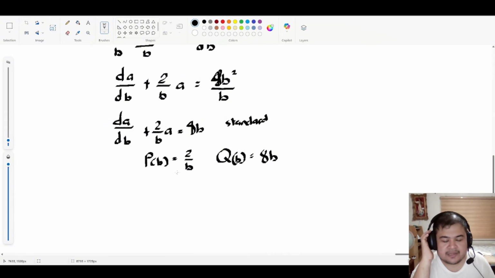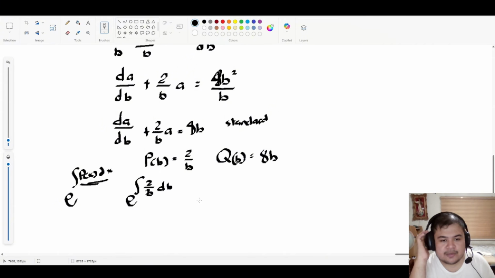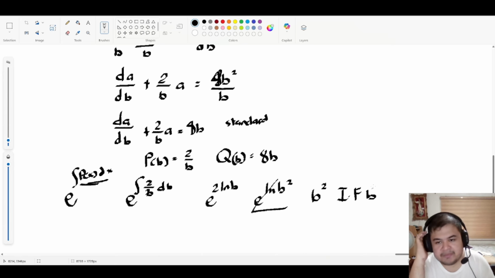You identify P of b. You're going to use P of b for your integrating factor, so I'm going to use 2 over b. The formula for the integrating factor is e raised to the integral of P of x dx. Normally it's x, but in this case we're using the letter b. Integrating 2 over b gives 2 ln b, which becomes ln b squared. Cancel the ln, so it becomes b squared. Your integrating factor is b squared.